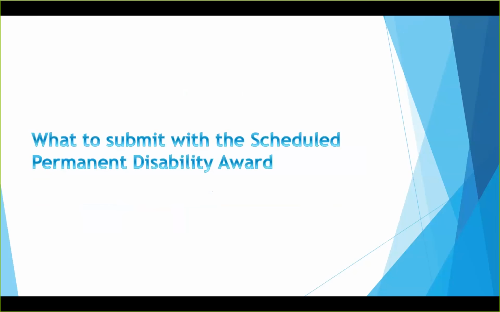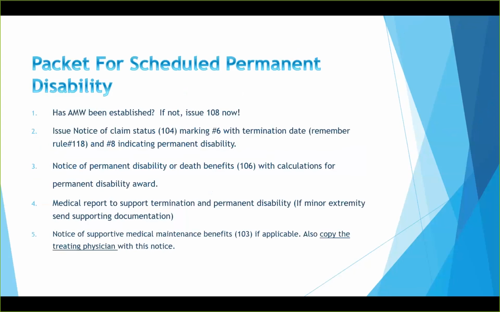Now we're going to go over what to submit with the Scheduled Permanent Disability Award once it's issued. The packet, as it's called, that should be issued when issuing a Permanent Disability Award is as follows. You should have the average monthly wage established. If not, now would be the time for you to issue the wage notices so that the ICA can issue the average monthly wage. You also need to issue the Notice of Claim Status, marking boxes numbers 6 and 8 to close the claim and indicate there is permanent impairment.